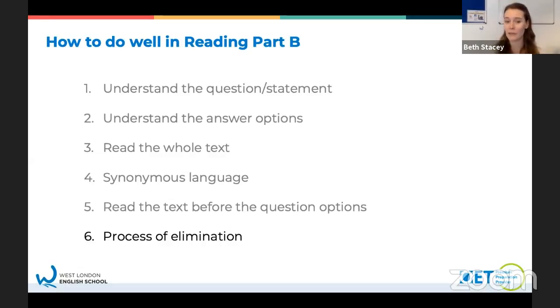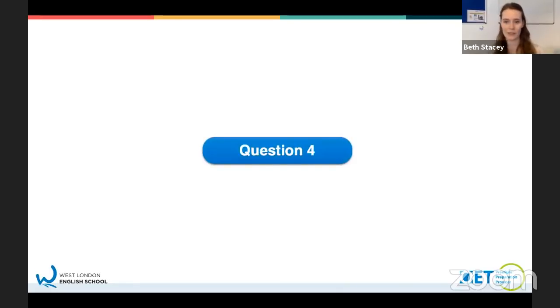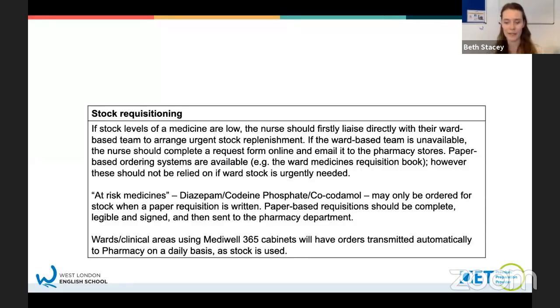It's not about just finding the right answer. It's also recognizing which answers are wrong. And that will help you not only in reading part B, but also in reading part C. And listening, actually, to be honest. So here is question 4. And you've got 2 minutes again to go through this.